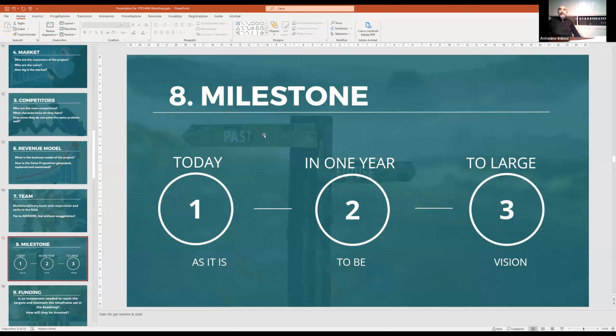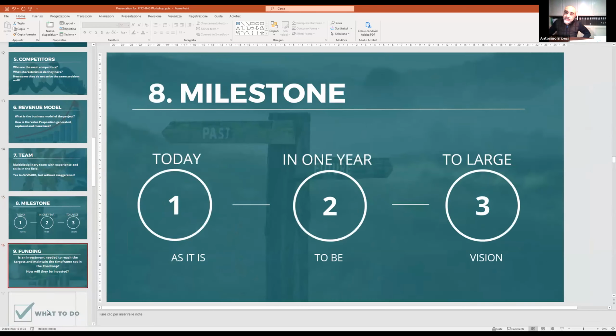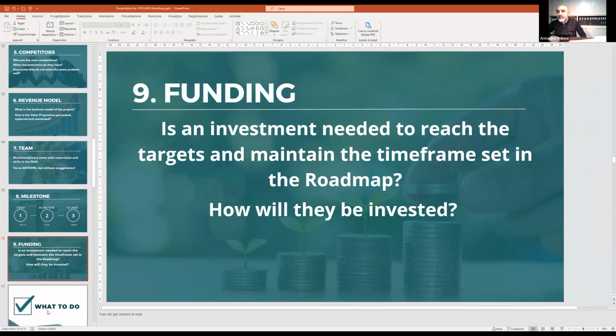Then, of course, it's important to have divisions in milestones. So, which is the situation of the possible company now, today, which should be in 1 year, which will be the vision in 3 years, to give an idea, of course, of the development and of the possible profit. And then, of course, the funding is which kind of investment is necessary, how the money can be invested, in which way the money will be fruitful also for the investors, and so on.